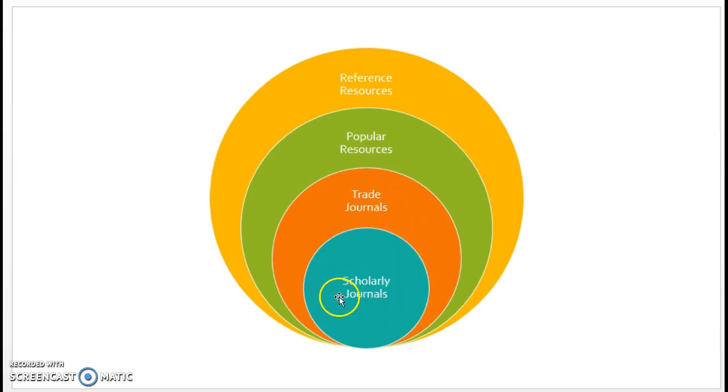And that brings us to scholarly journals. They usually cover a much, much narrower scope on a topic than, say, a reference resource. But that scope, what they lose in breadth, they make up for in depth. So they oftentimes give us a smaller picture of an issue, but a much more in-depth and complex picture of that.